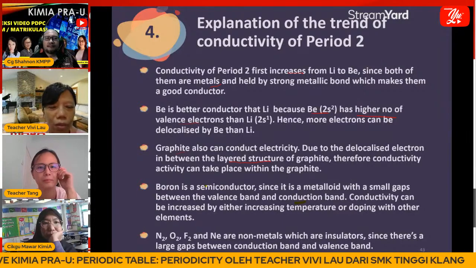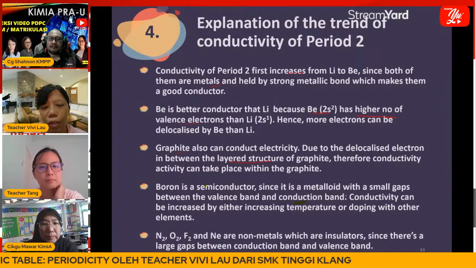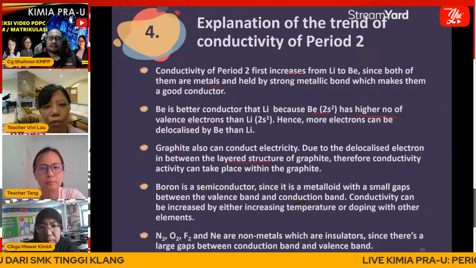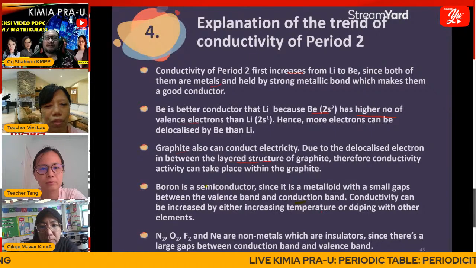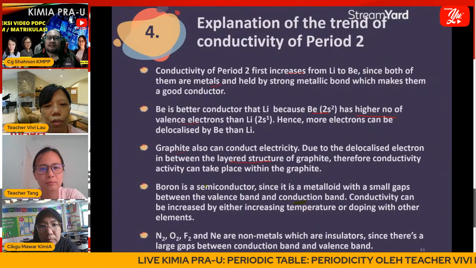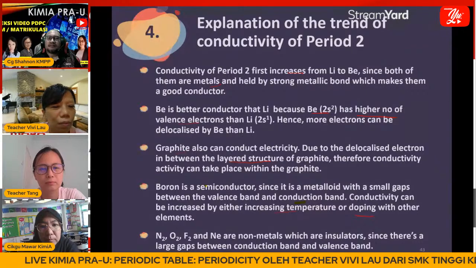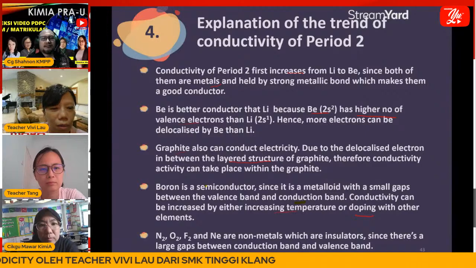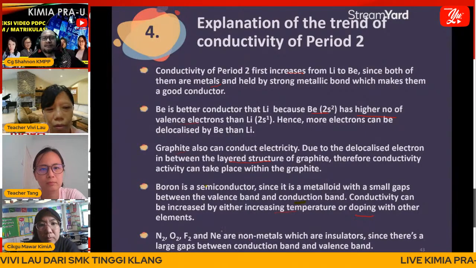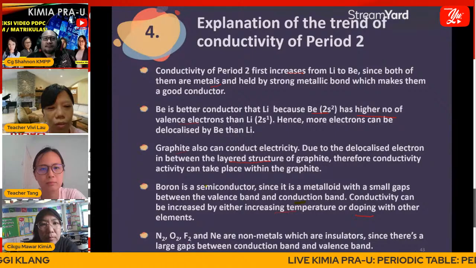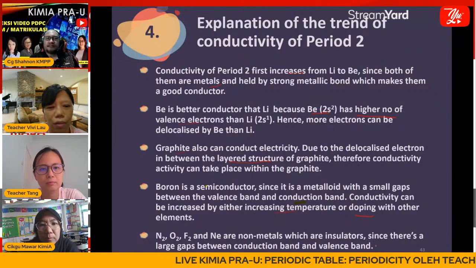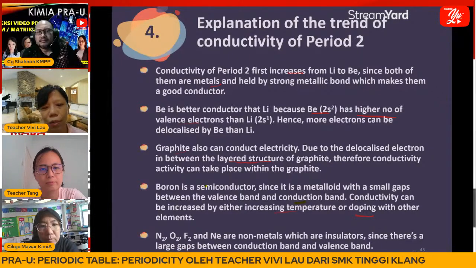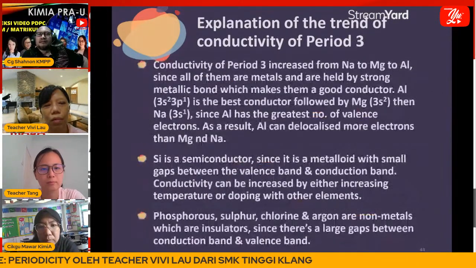Then boron is a semiconductor. It's a metalloid with a small gap between the valence band and conduction band, so it can conduct electricity. The conductivity can increase by increasing the temperature or doping with other elements, for example group 15 and group 13 elements. Then the non-metals nitrogen, oxygen, fluorine, and neon are insulators because they have large gaps between the conduction band and valence band.